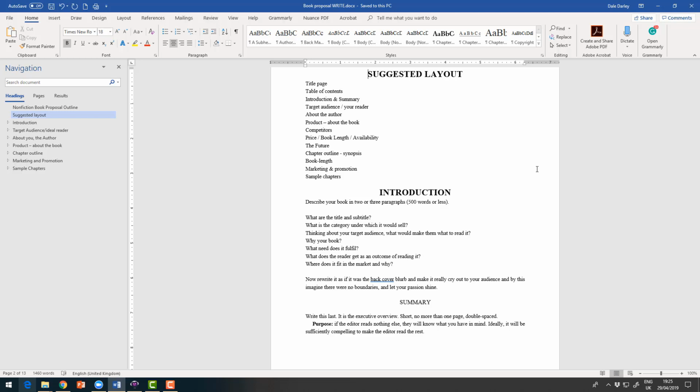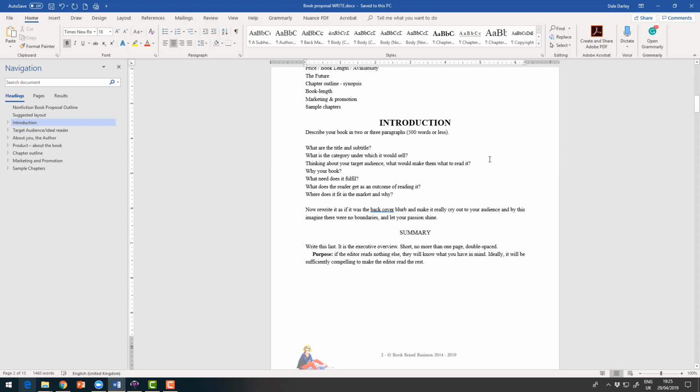The first thing that we have is the introduction. In about 500 words or less, you want to be introducing your book. What's the title and the subtitle? What category might it sell under? Thinking about your target audience, what would make them want to read it? Why your book? What need does it fulfill? What's the reader going to get as an outcome of reading it? And where does this fit in the market?